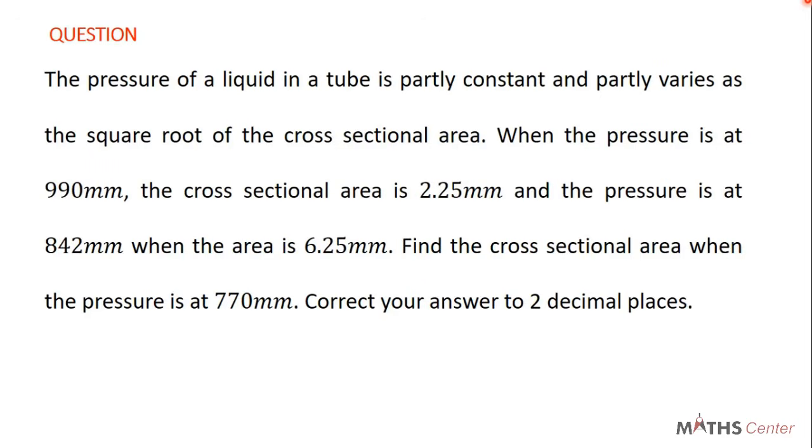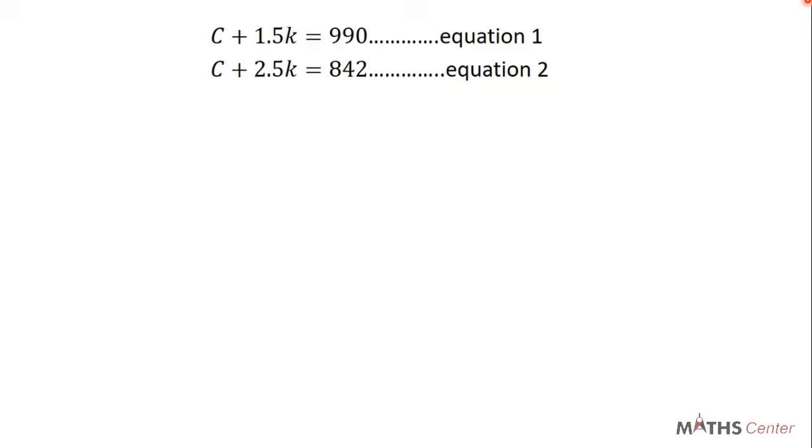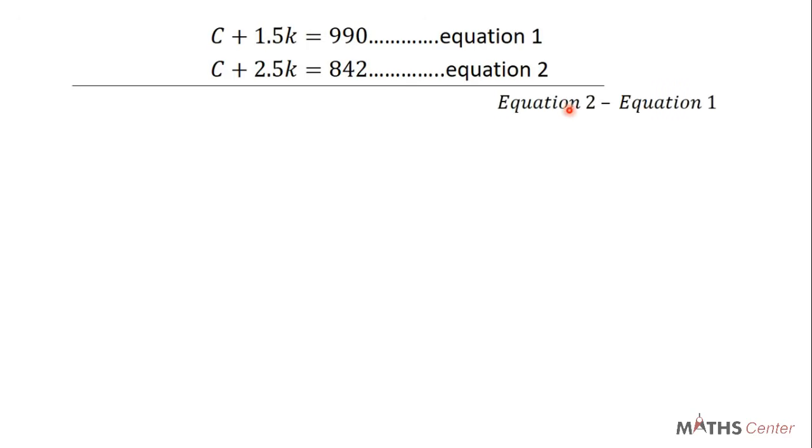Welcome back. We started solving this question in the previous video, and we got to this point where we had two equations. The first one is C plus 1.5K is equal to 990, and the second one is C plus 2.5K is equal to 842. And we are going to solve these two equations simultaneously for the values of C and K. We are going to use the elimination method. So we will have equation 2 minus equation 1. This will give us C minus C plus 2.5K minus 1.5K is equal to 842 minus 990.